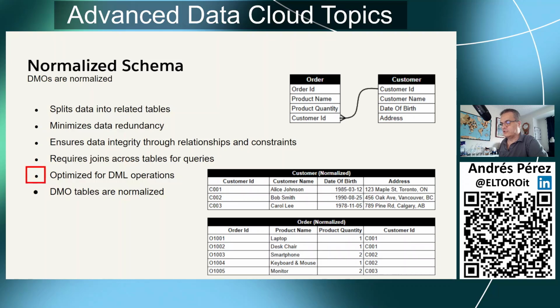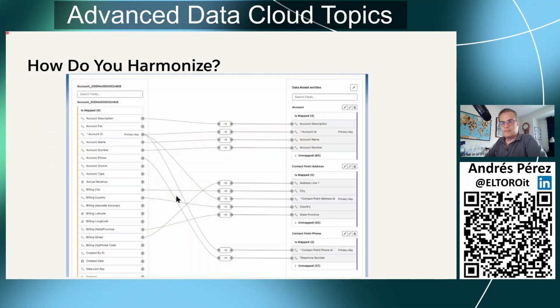Now, this is optimized for DML operations. Why? Because if you want to change the value of Alice, you do that in one record rather than in 2 records or 20 records or 300 records, right? So it's optimized for DML. And typically, your DMOs are normalized. Correct. So that's an important aspect before we go into the concept of harmonization.